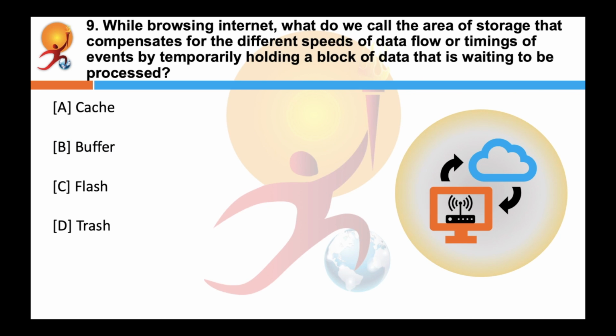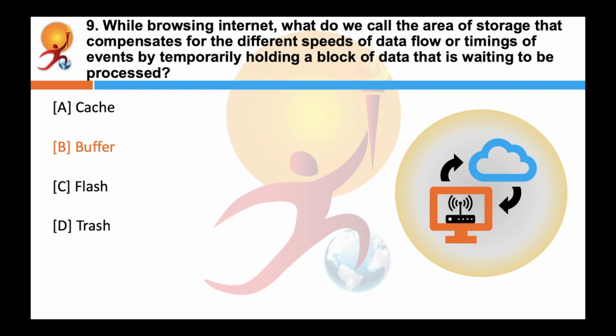While browsing internet, what do we call the area of storage that compensates for the different speeds of data flow or timings of events by temporarily holding a block of data that is waiting to be processed? Correct answer is B, a buffer. The purpose of a buffer is to hold data right before it is used. Data is generally stored in computer memory for short duration.